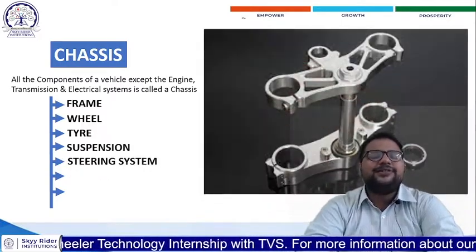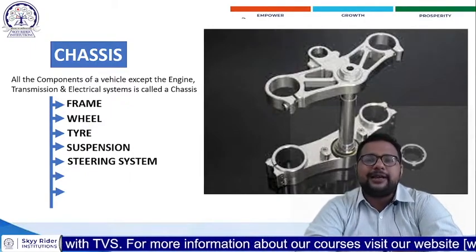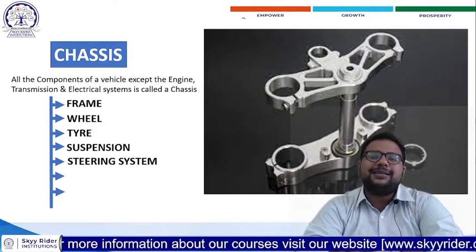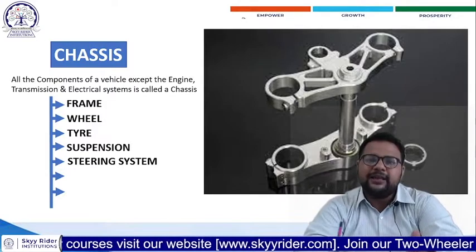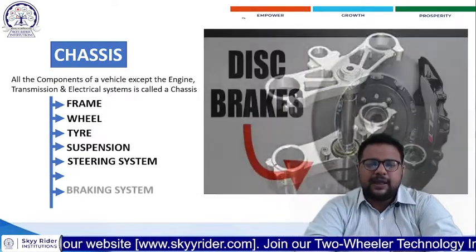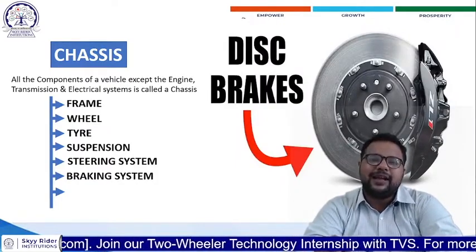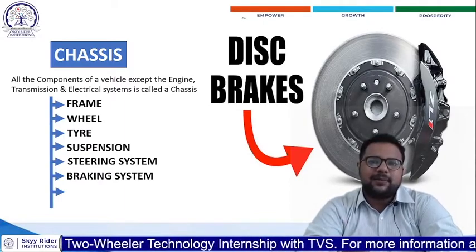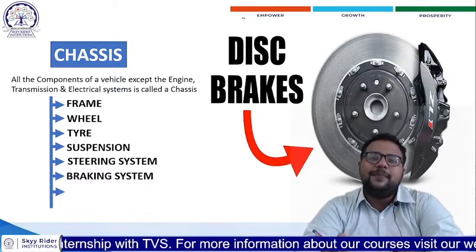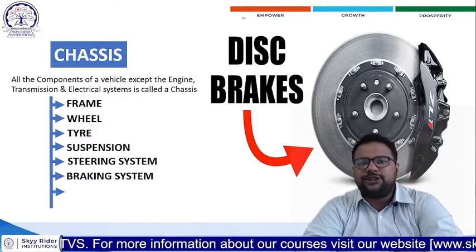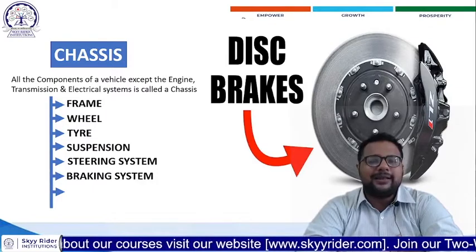Then we have the steering system. To maneuver the vehicle according to our wishes, we need steering. So for that purpose, a steering system is incorporated in a motorcycle, which helps us maneuver the vehicle. Next we have the braking system. The braking system helps in bringing the vehicle from motion to rest. Basically, it converts the kinetic energy into another form of energy, and that energy is lost in the form of friction or something else.